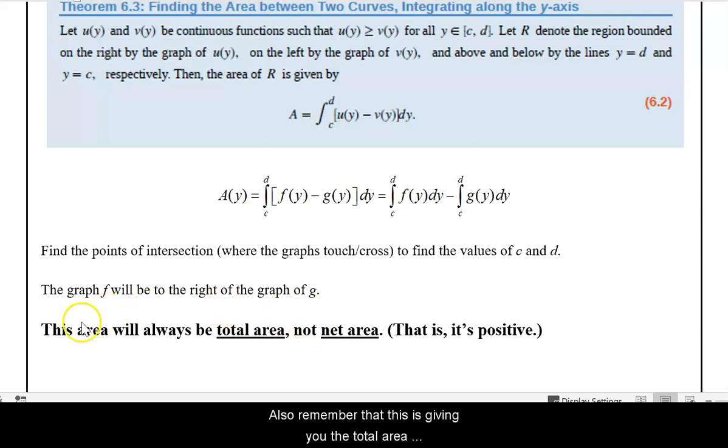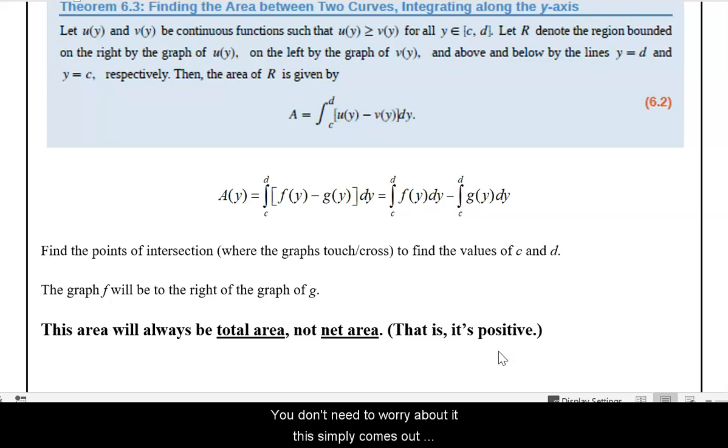Also remember that this is giving you the total area between the curves, not net area. That is, the area that you get should be positive because we're simply talking about the amount of space between the curves, not how much is to the right of the y-axis as opposed to the left of the y-axis, or above the x-axis as opposed to below the x-axis. We are instead talking about the absolute value of the area between the two curves. You don't need to worry about it.